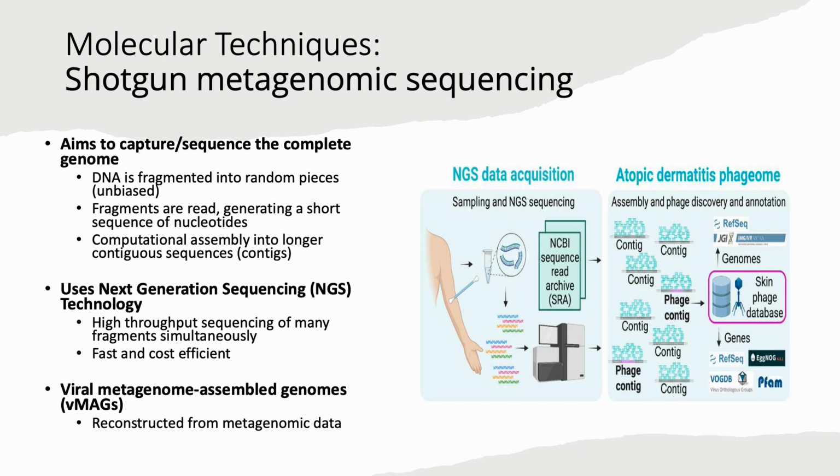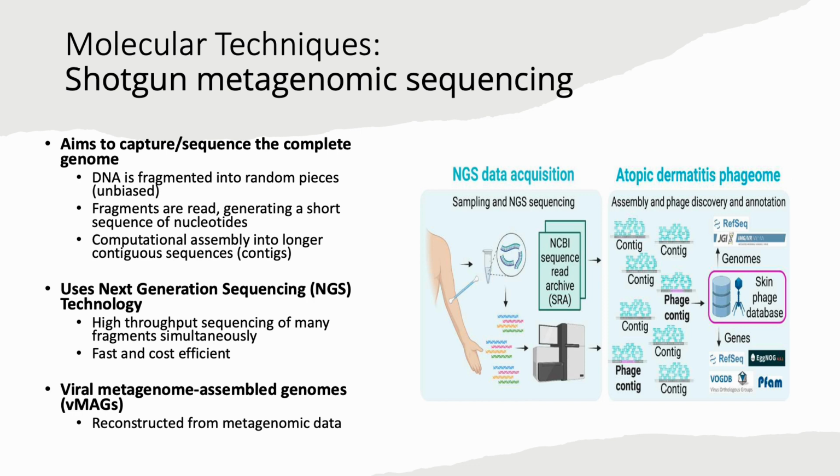The first technique they used in the study was shotgun metagenomic sequencing. It's a type of next-generation sequencing, which means that it is high throughput and they can sequence many fragments simultaneously. It is fast and more cost-efficient. Shotgun metagenomic sequencing aims to capture or sequence the complete genome as opposed to just one fragment. The DNA is fragmented into random pieces, so it's not specific. And all these fragments are read, and then a short sequence of nucleotides is generated.